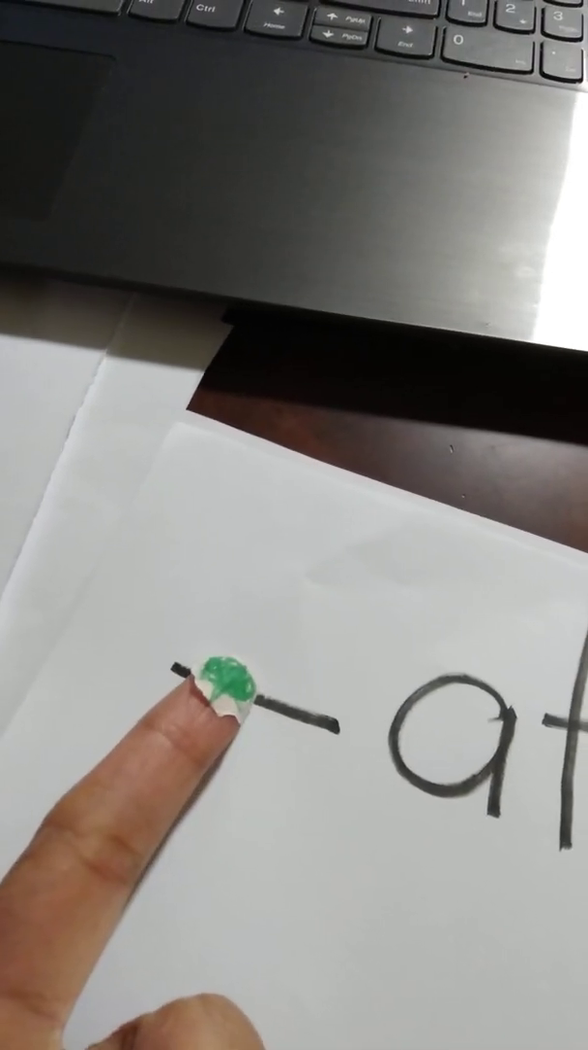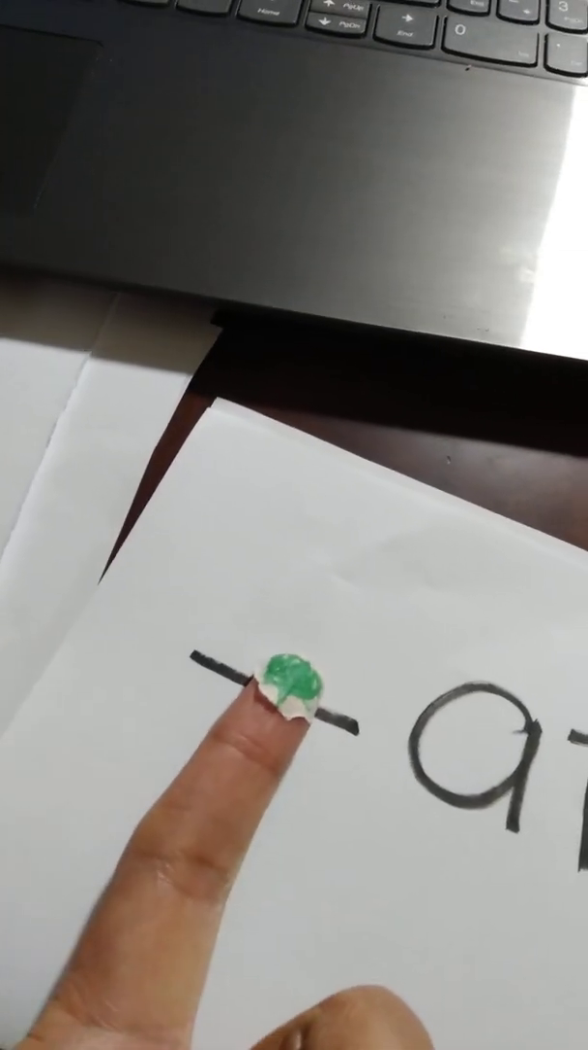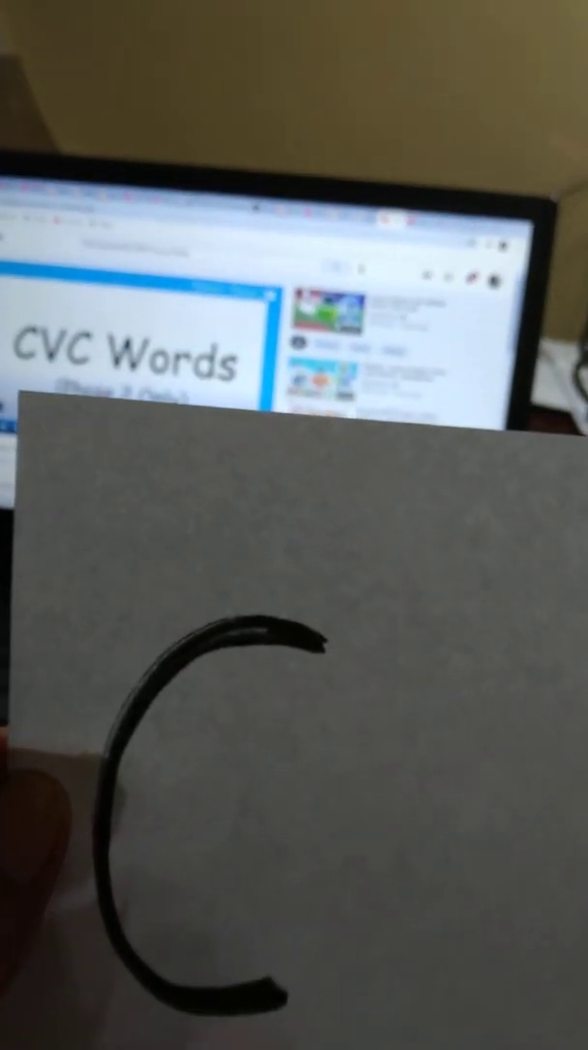What sound are you hearing when I say the word hat? What's the first sound you're hearing? Yes, it's huh, huh, huh. And tell me what letter makes that sound. Does this letter say huh? No, that letter says k. Does this letter say huh? No, that letter says b. What letter makes that huh sound?